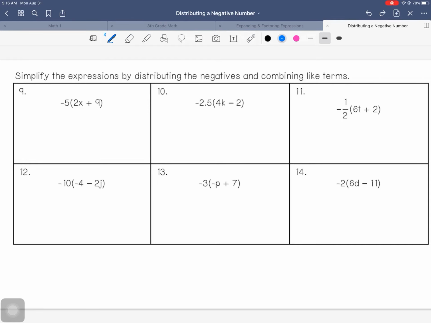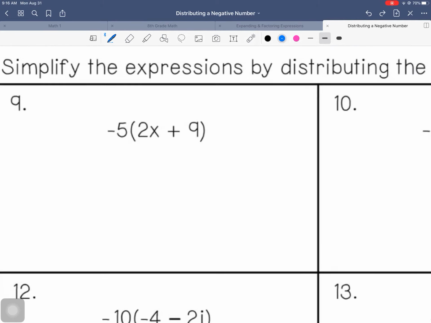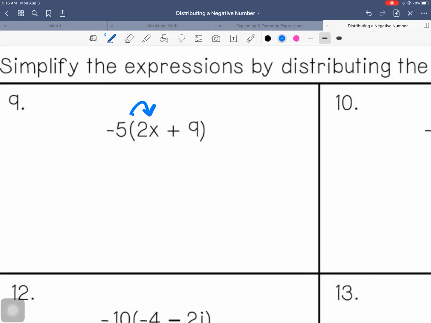Now we're going to do two different things. We're going to distribute our negative term, and then we are going to combine like terms. So we're going to distribute negative 5. Now here, I do not see any like terms, so we can move on. This is our simplified version.